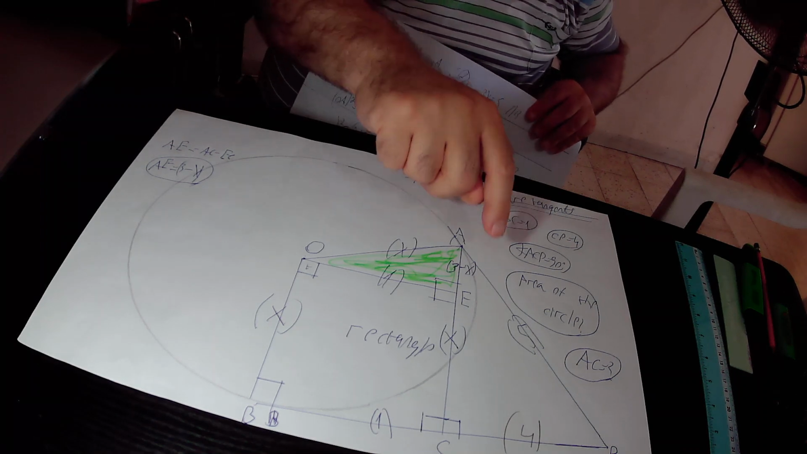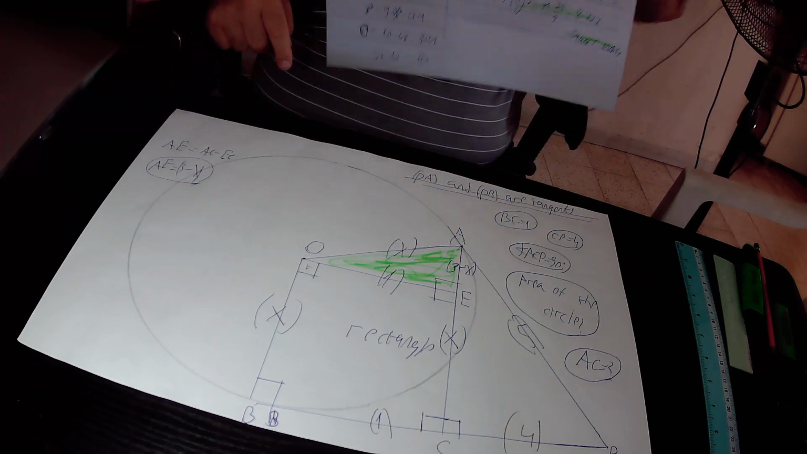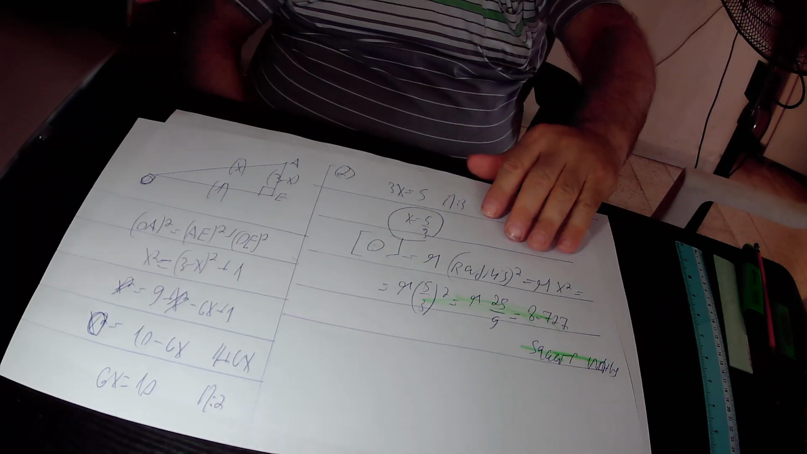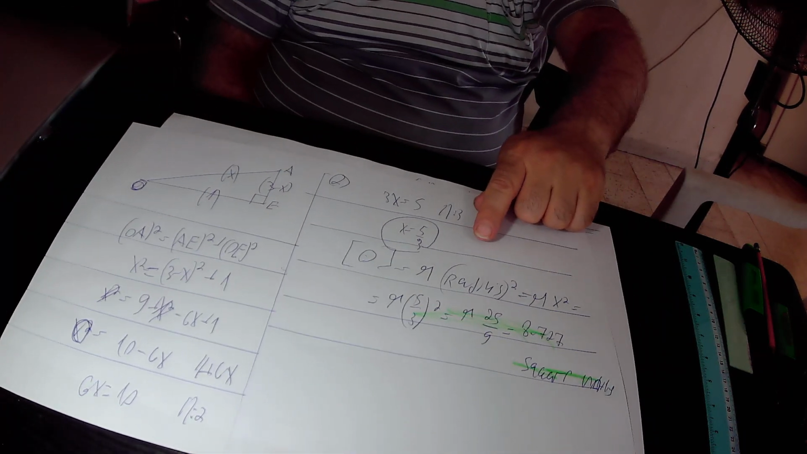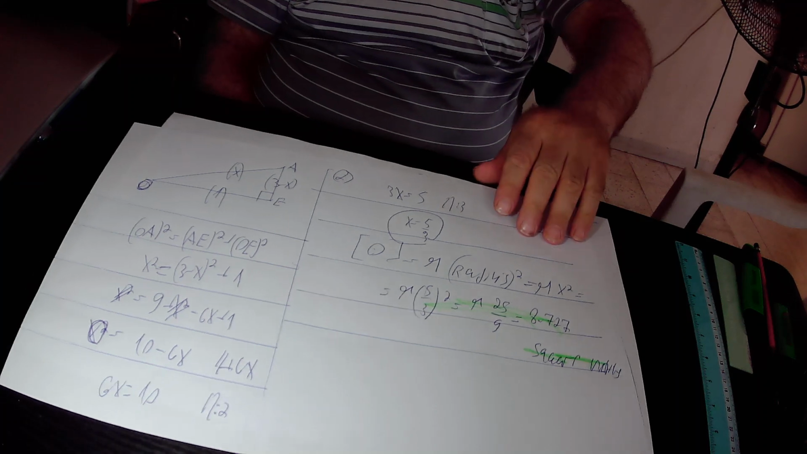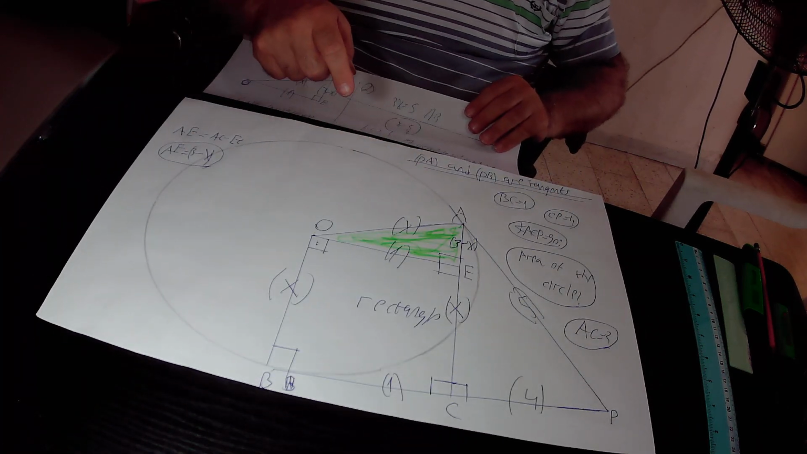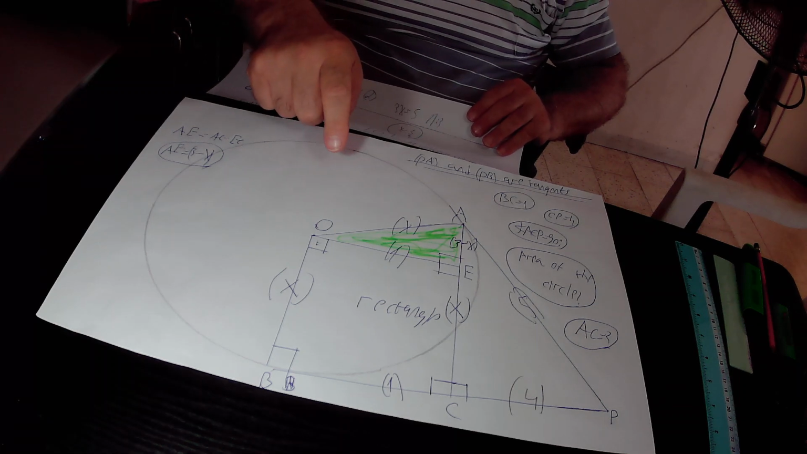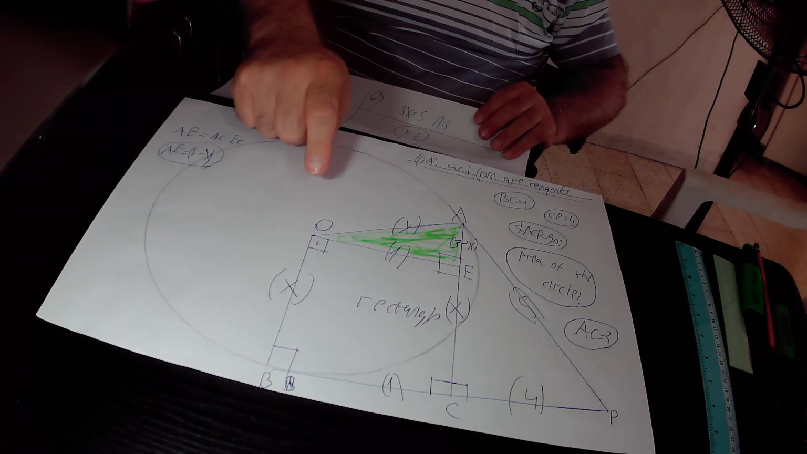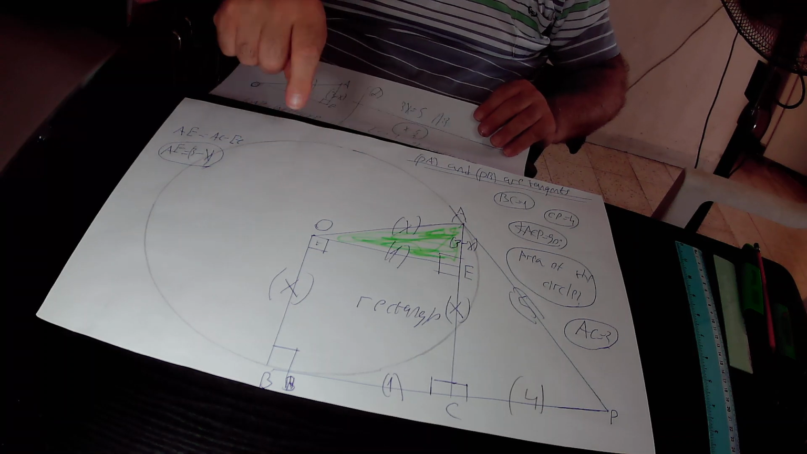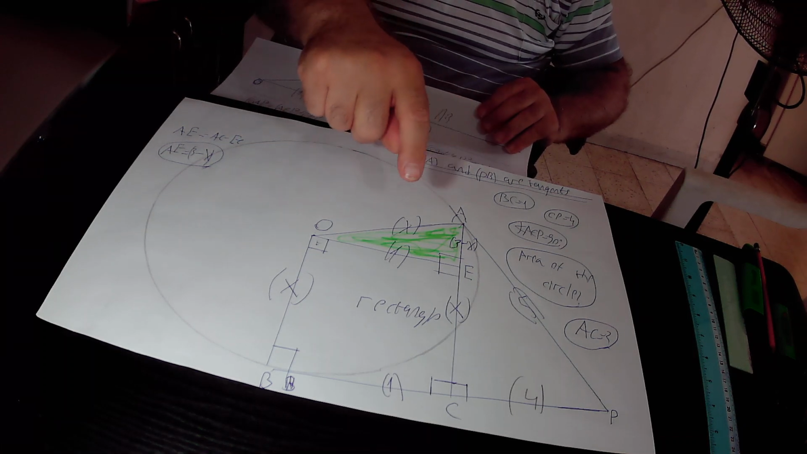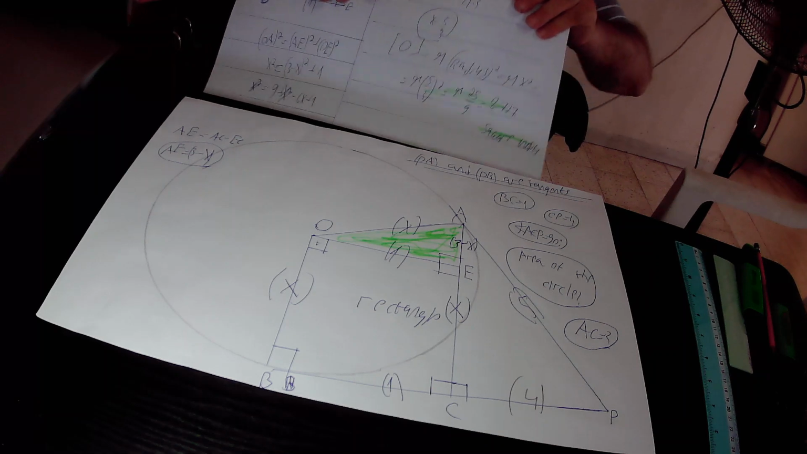Our mission is to find the area of this circle. Actually, we know that the area of any circle is equal to pi times the radius of the circle squared. The radius of this circle is X, therefore the radius squared is X squared. So in total, the area of this circle is equal to pi X squared.